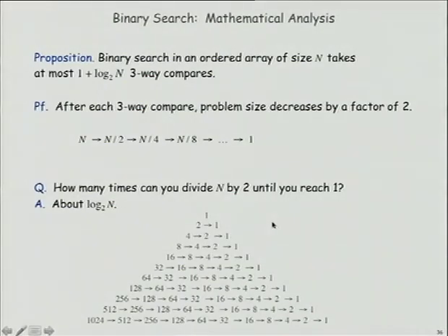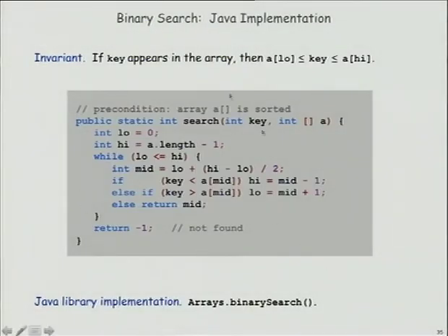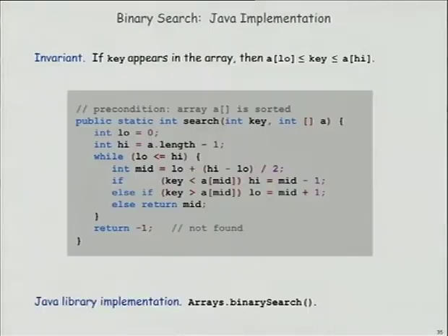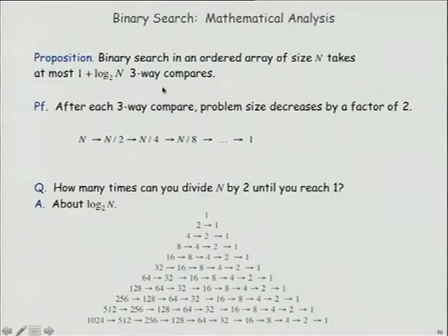So the question at this point is, how many times does this take place? How many times will this execute? Now I have a proposition over there, and it says that binary search in an ordered array of size n takes at most 1 plus log 2 n three-way compares. In other words, these compares that I do over there will be at most that.